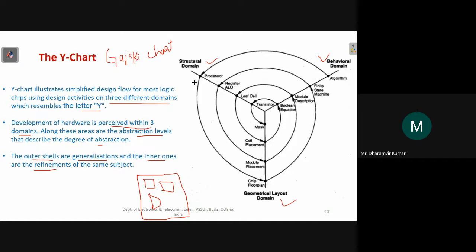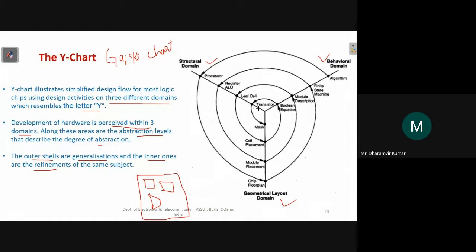So as we move from the outer to the inner part, we move from the more general part into the more refined part. It is similar again to that layers of abstraction slide. Try to remember, we had system at the top, and then as we moved downward, we had seen device at the bottom part.